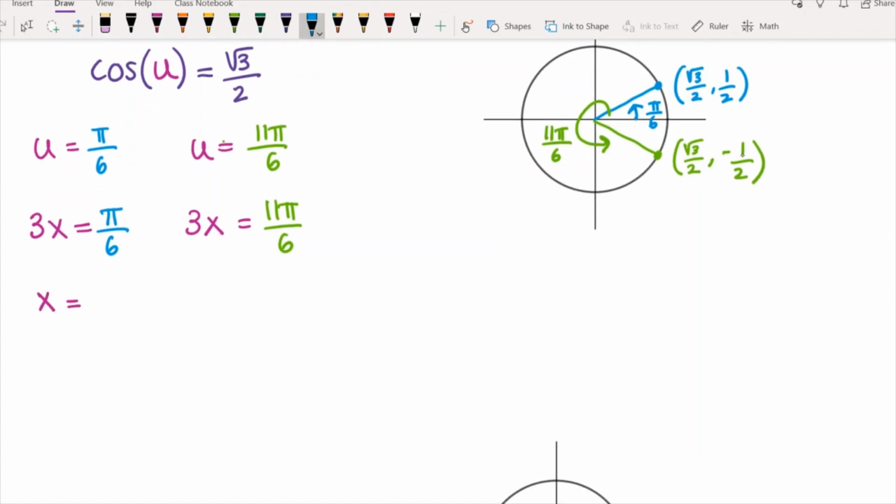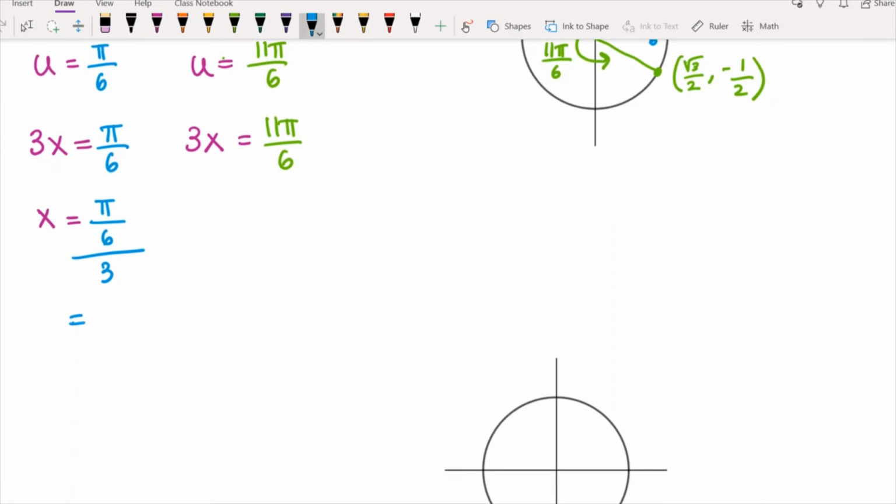So for the first one, we get pi over 6 over 3. That's the same thing as pi over 6 times 1/3, and so that's going to give us pi over 18. And then for the second one, if we divide both sides by 3, we're going to get 11 pi over 18. So those are our first two solutions.